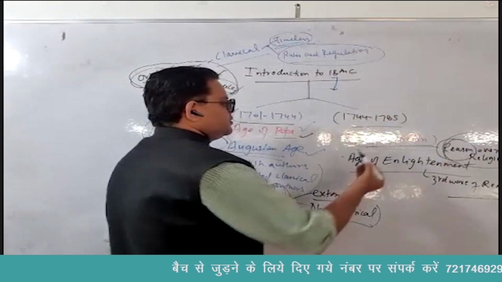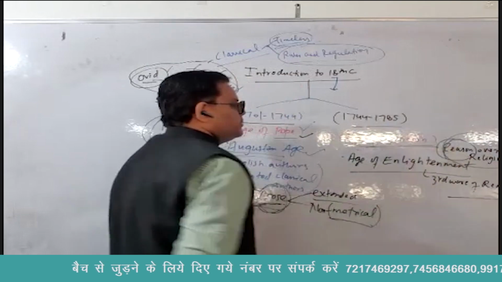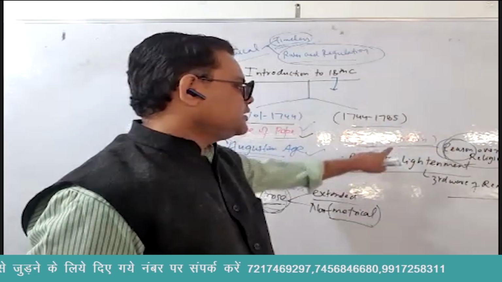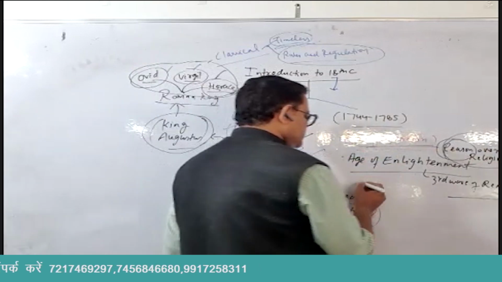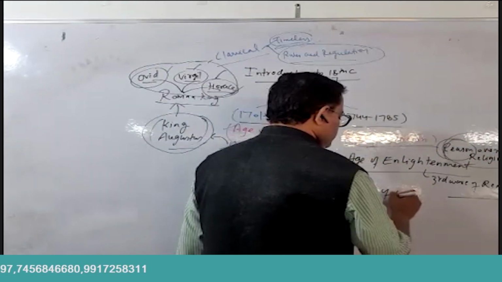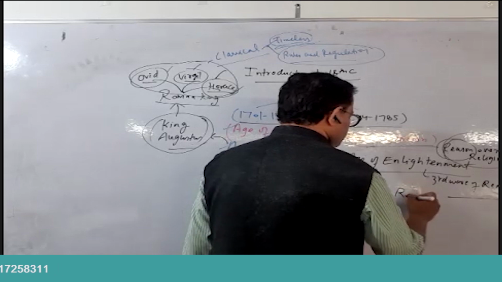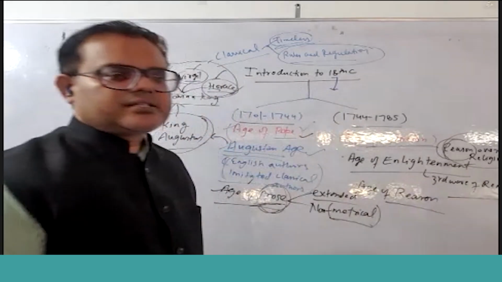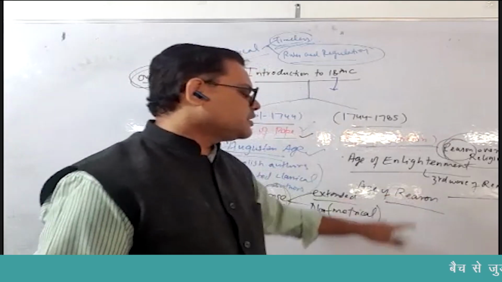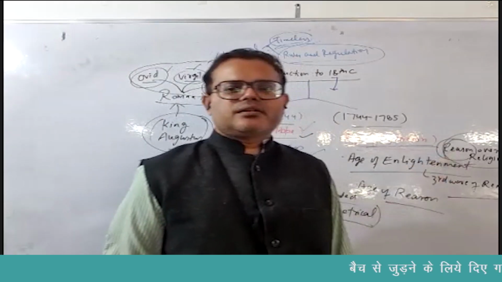Okay. So let's come back to the names. Age of Johnson, second is age of Enlightenment, and the third is age of Reason. What is the third name of the same age? That is age of Reason. The word reason again, as I have told you, represents logic.